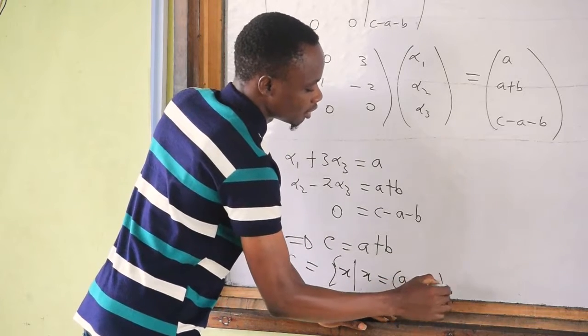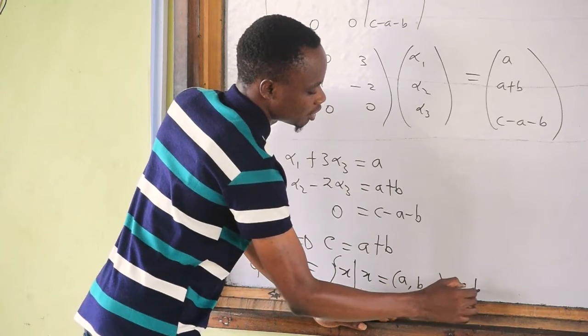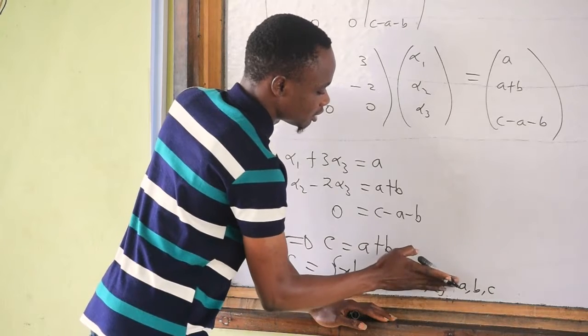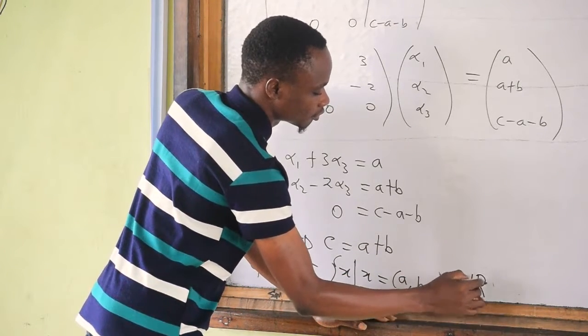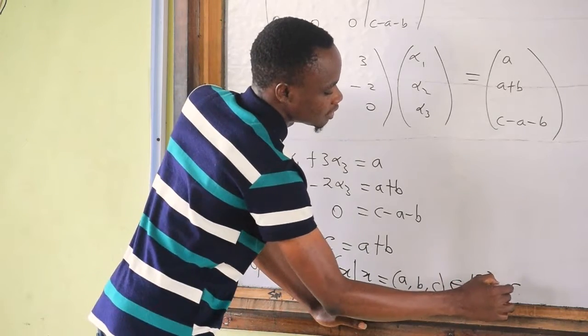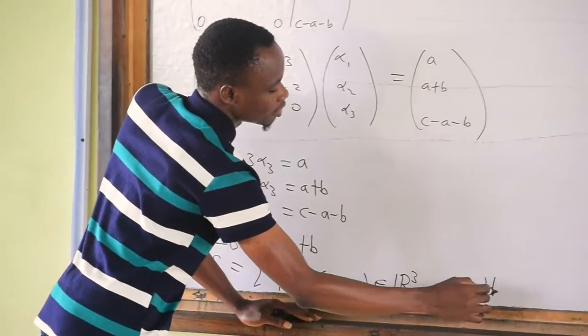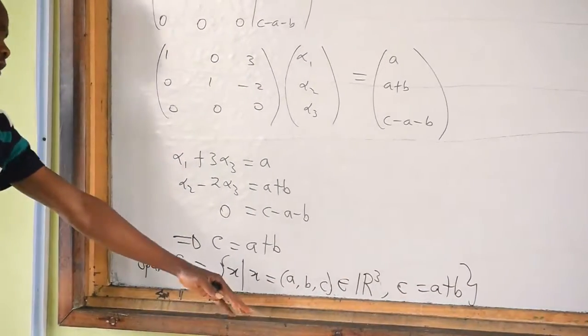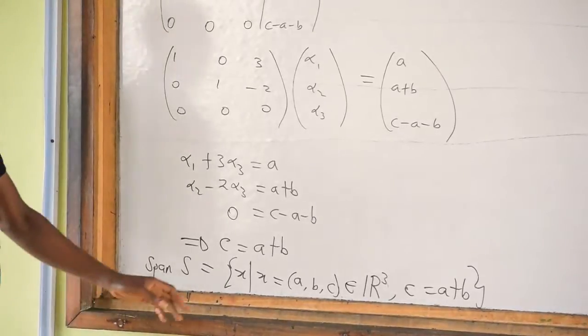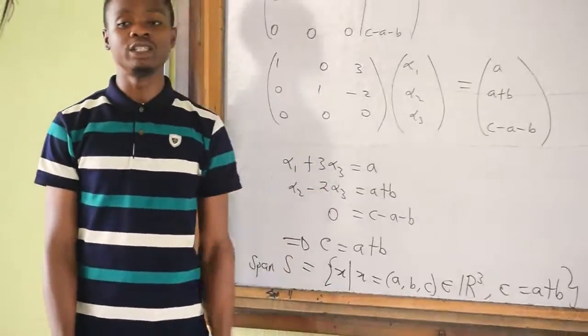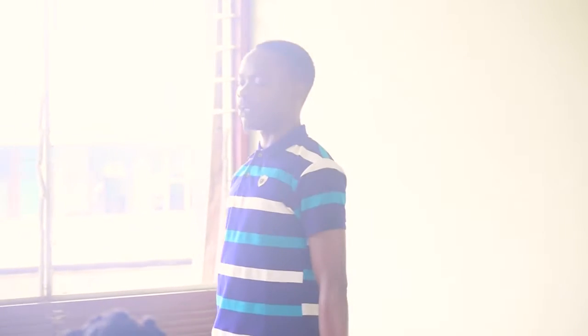You can write it this way, A, B, C. Let us write this as an element of R3 such that C is equal to A plus B. That will be the span of S. It has specific elements it can carry. There must be such an element for which C is equal to A plus B. So if C is not equal to A plus B, it is not a member of span S. Does it make sense? So let's move on.